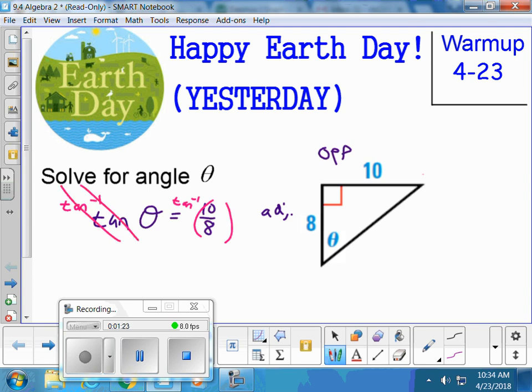So in the calculator, everybody do this with me. Second tangent. That pulls up the tangent inverse. 10 divided by 8, which makes theta 51.34 degrees. Cool? All right.